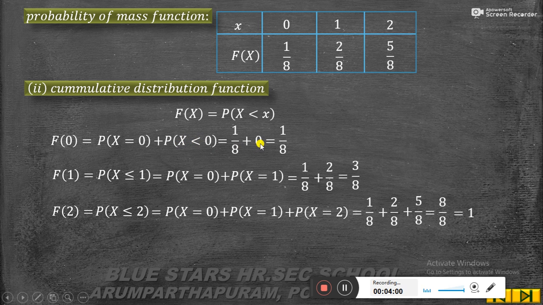So I write it 0. Next, 1 by 8 plus 0 equal to 1 by 8. Next I take the cumulative distribution for f of 1. I substitute x equal to 1. So f of 1 equal to probability of x less than or equal to 1.